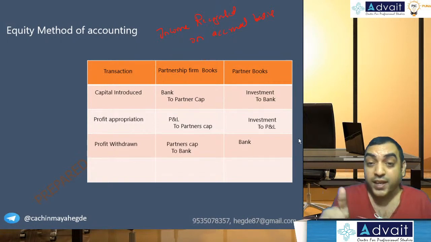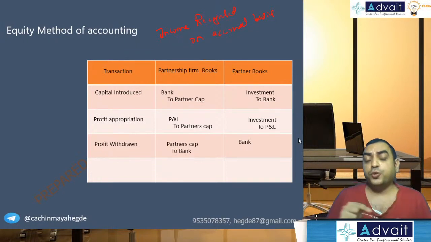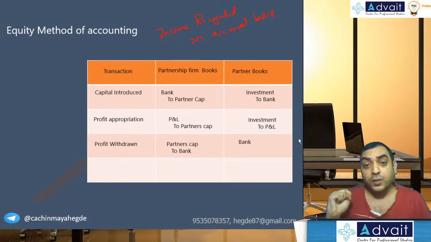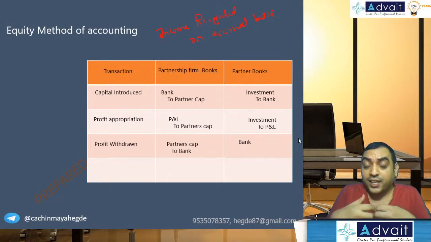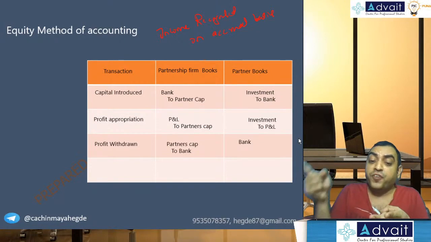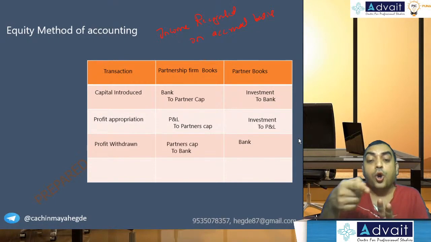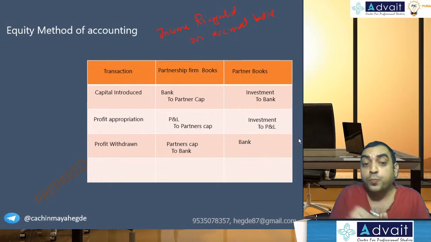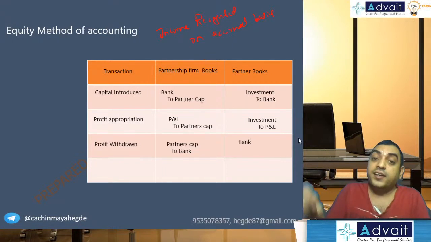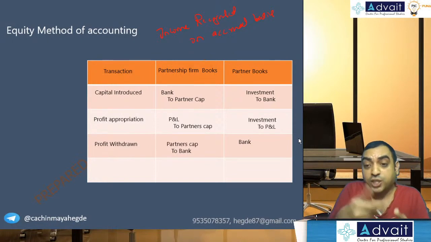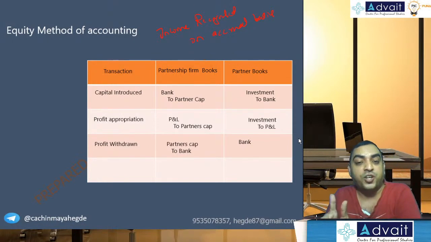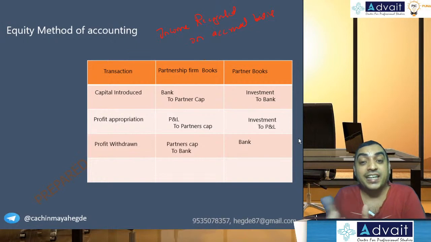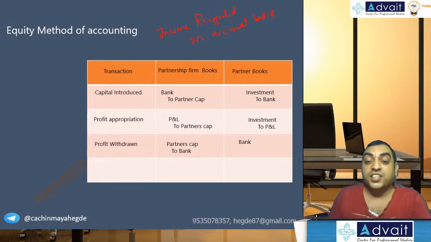No, because why? He has already transferred it to P&L account when it was on accrual basis. So a partner cannot recognize profit two times. You can recognize the profit either on accrual basis or on cash basis. You can't do both. Therefore, when he has already recognized it on accrual basis, now you cannot transfer it to P&L. Instead, he will transfer it to investment account.